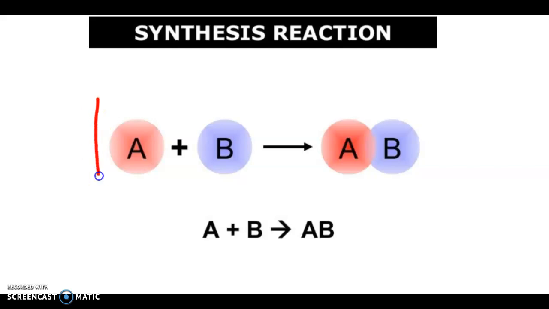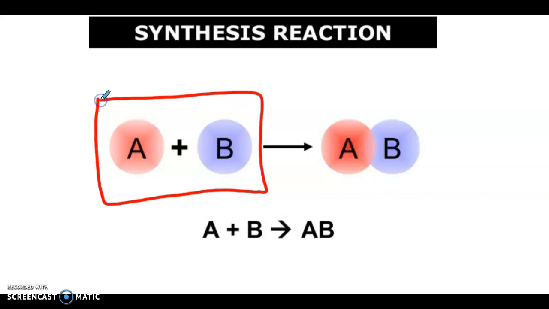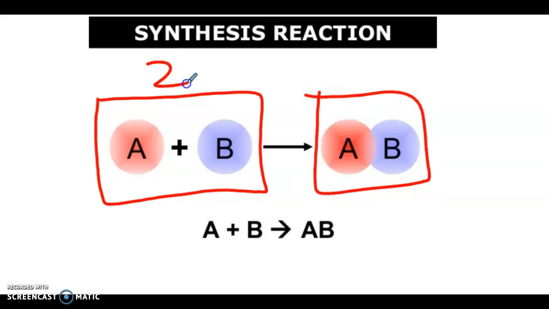Again, the reactants are what's on the left side of a chemical equation. So A and B would both be reactants and they come together to make one product. So we started with two reactants and we made one product. Synthesis is just two or more things coming together to make a singular product.